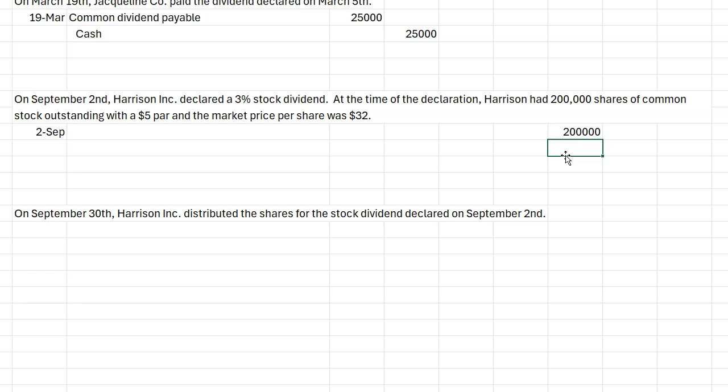So when we say, hey, we're going to give out a 3% stock dividend, what we're saying is we'll give you 3% of a share for every share that you own. So for these 200,000 shares, that means in all, to all of our shareholders, we're going to be giving out an additional 6,000 shares. Now, when we do our journal entry, though, we can't do this in shares. We have to do it in a monetary unit. So we have to bring this back to dollars.